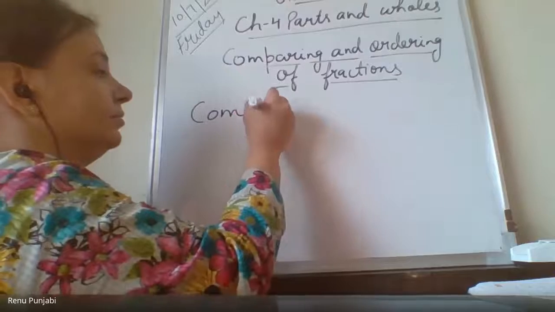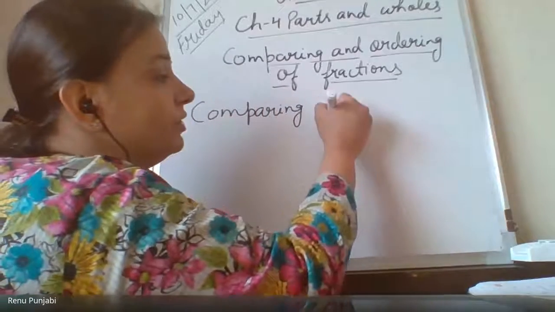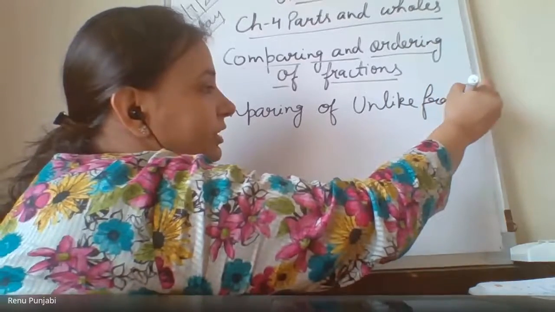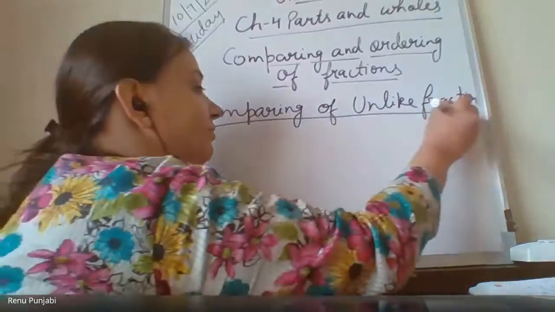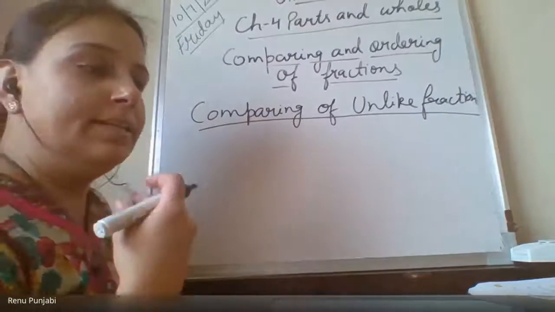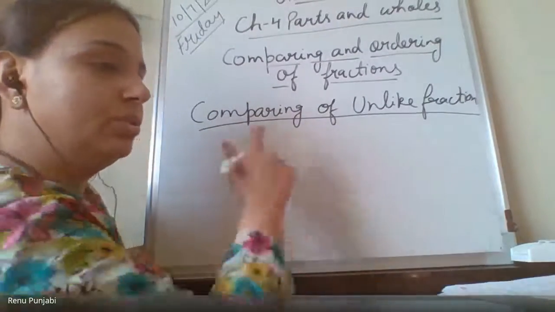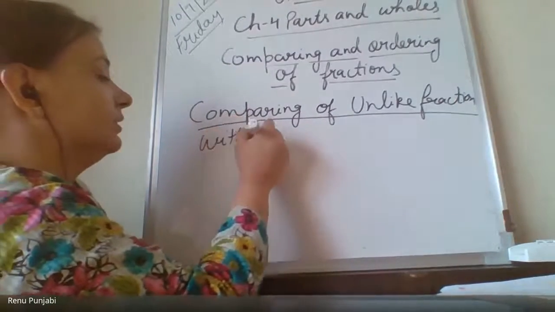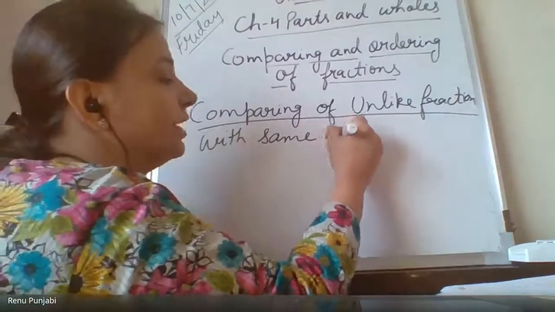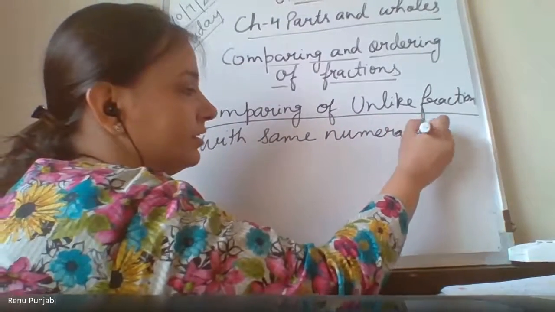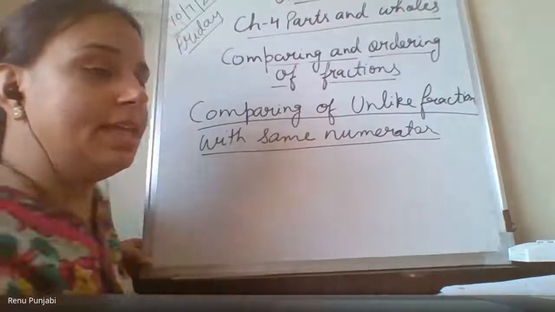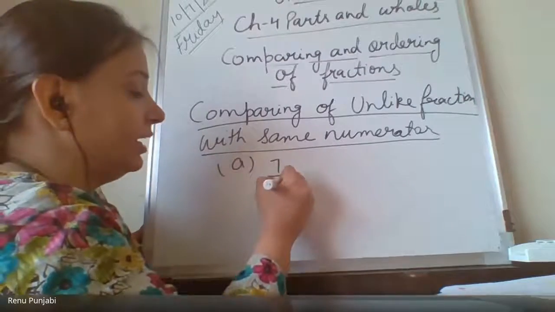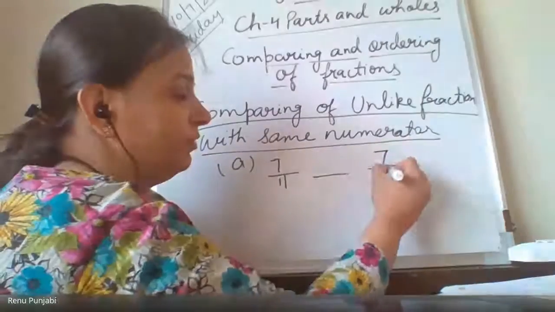Comparing of unlike fractions. Unlike fractions are the fractions which have different denominators and same numerators. So, unlike fractions with same numerator. When the numerator is same, for example, 7/11 and 7/5.